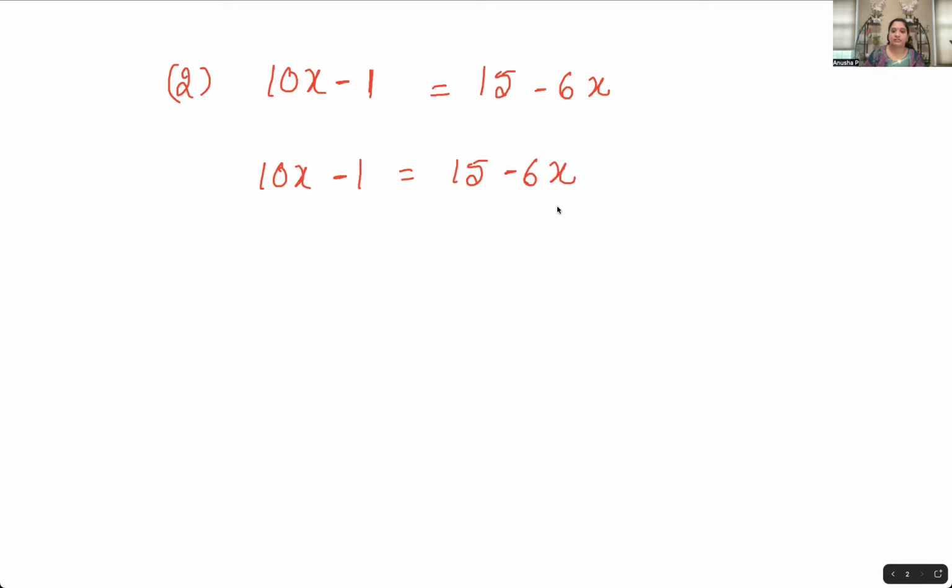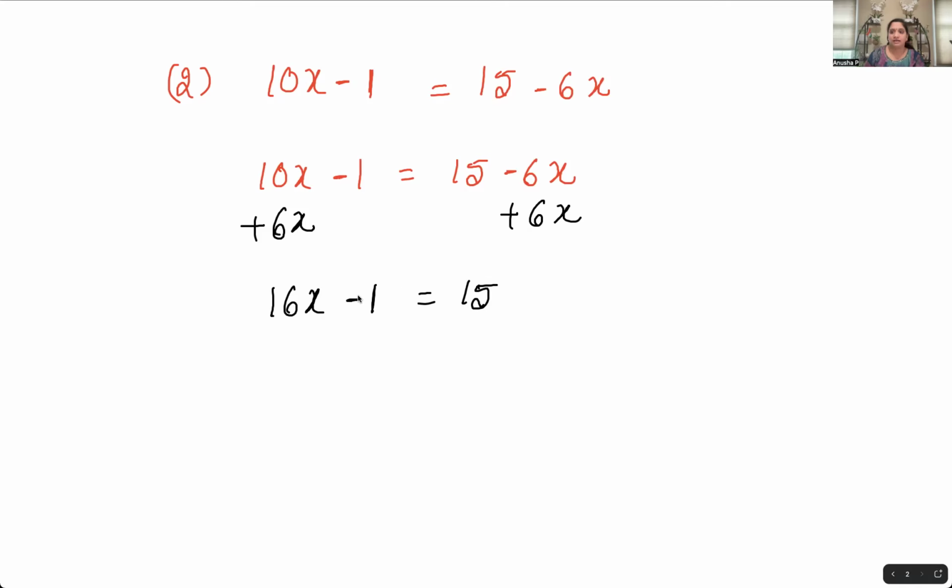Coming to the second example. 10x minus 1 equal to 15 minus 6x. Okay. 10x minus 1 equal to 15 minus 6x. The reverse operation for minus 6x is plus 6x on both the sides. 10x plus 6x is 16x minus 1 equal to 15. 16x minus 1 equal to 15.